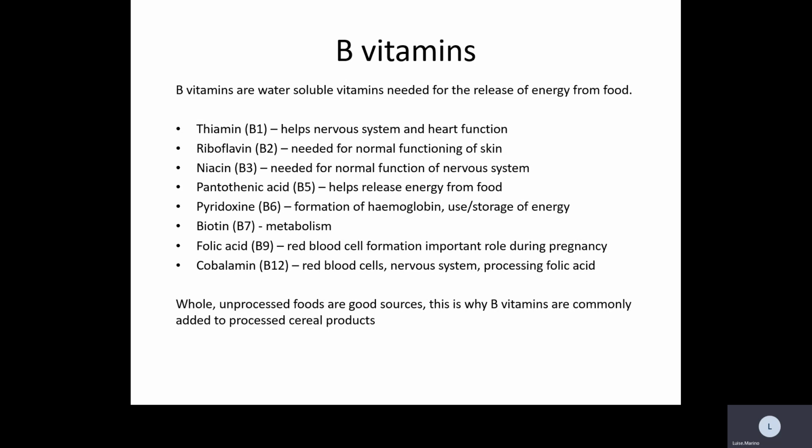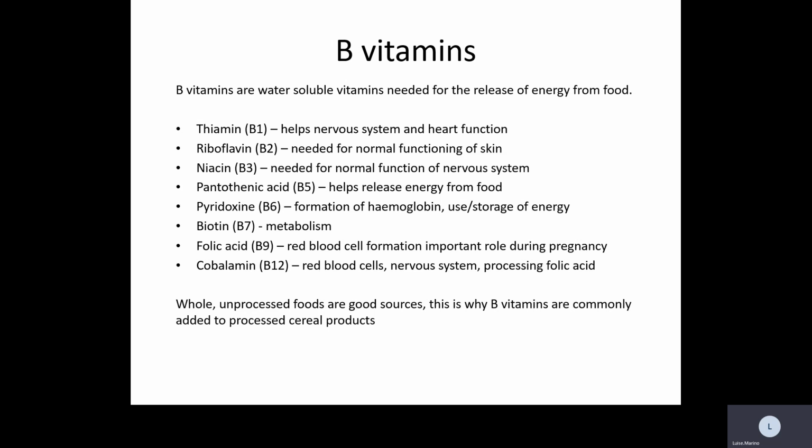Folic acid is required for red blood cell formation and is very important during pregnancy, particularly with regards to neural tube defects in neonates or fetus. And vitamin B12 is necessary for red blood cells, nervous system, and processing of folic acid. So there are some synergistic relationships. B12 deficiency is also associated with spinal cord damage, and you can get paralysis.